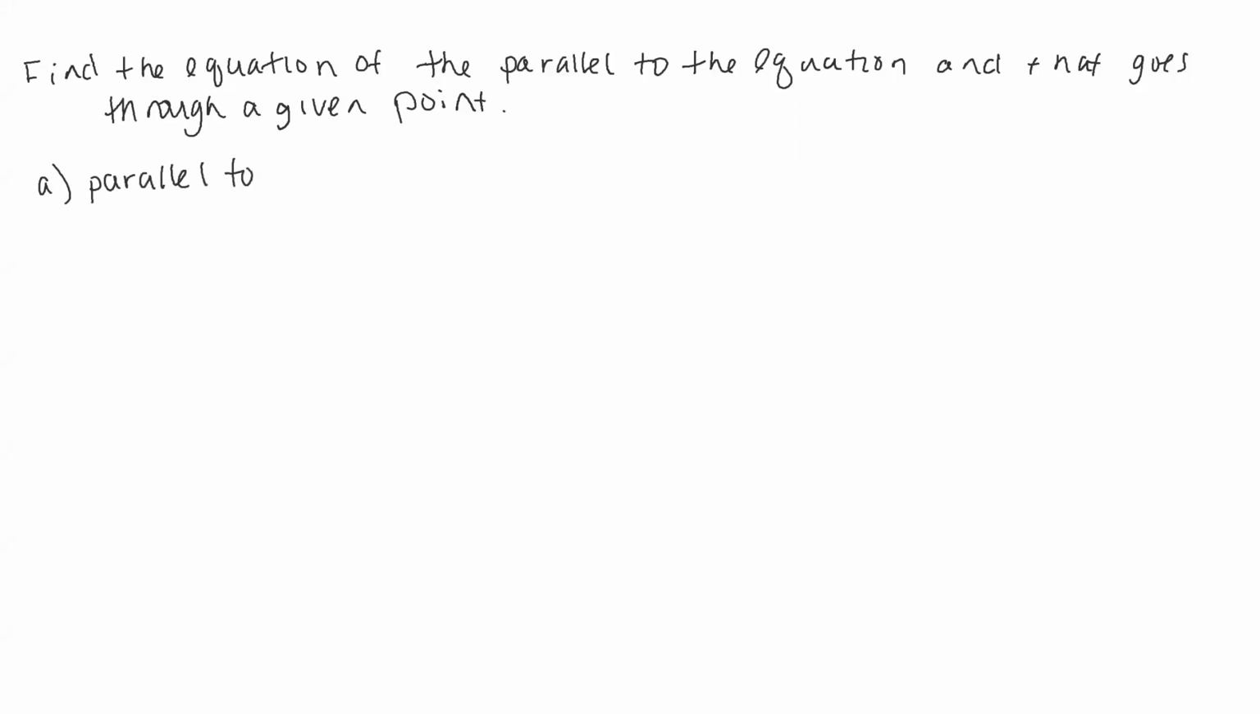y equals 3x minus 4. And we want to go through (4, negative 2).